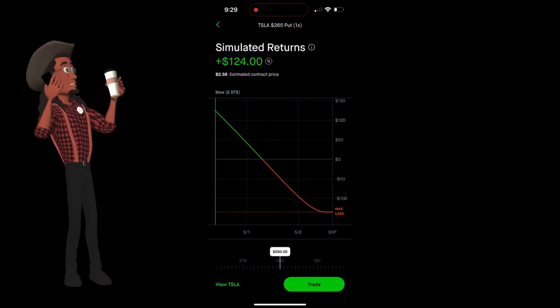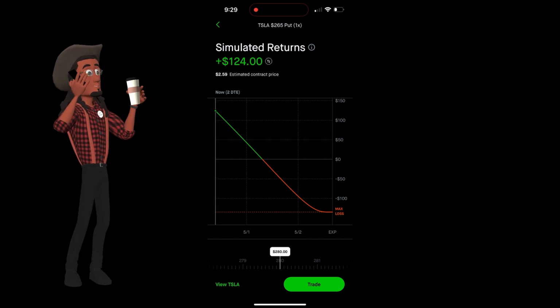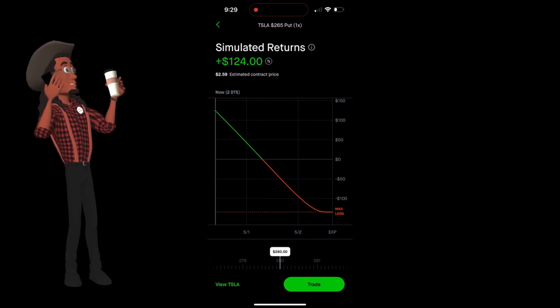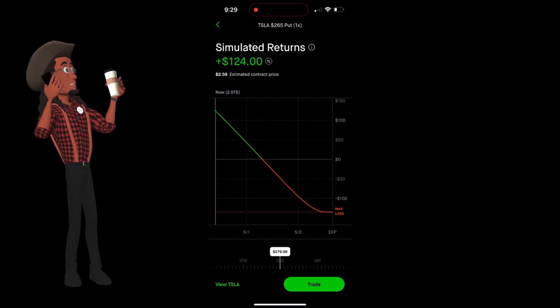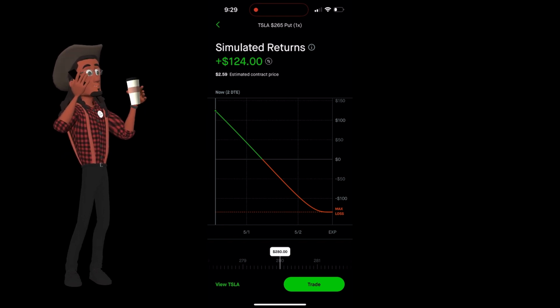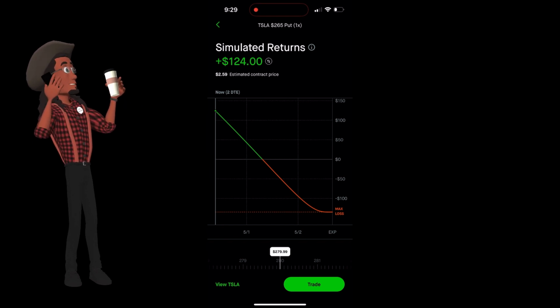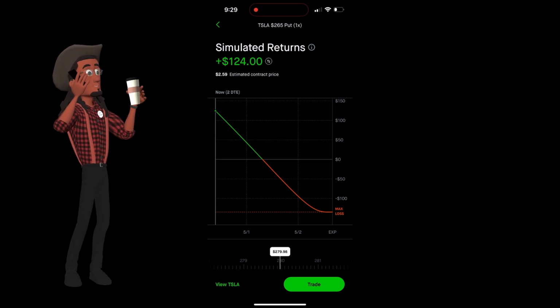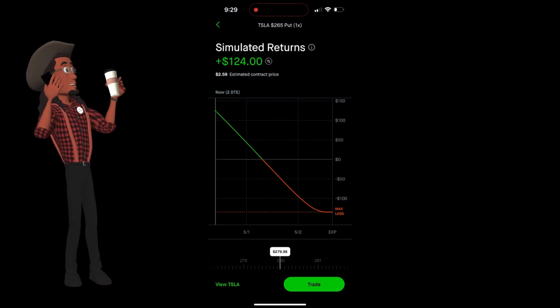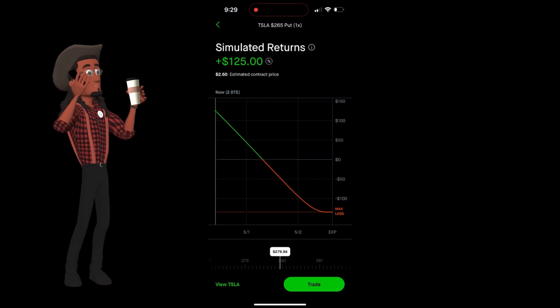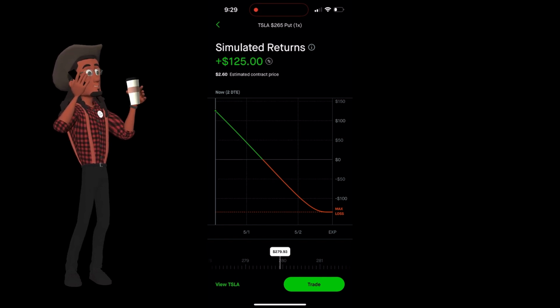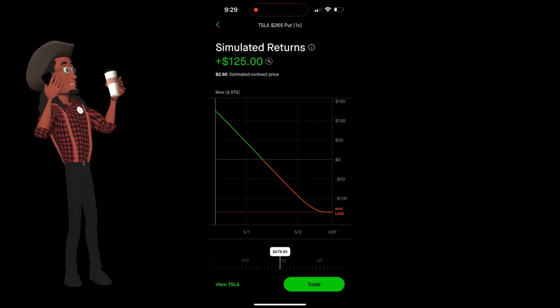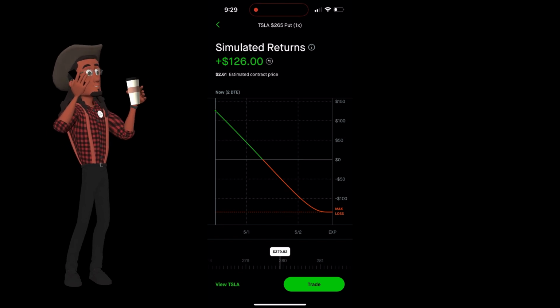Now the estimated contract price is $260, but it's an estimate for a reason. When the market opens, it could drop or it could rise up. So I want to give it a little bit of room for slippage. All right, so if it comes down to 255, I don't want to miss it. 248, I don't want to miss out because I set it at 260. So I'm gonna go ahead and keep it at 240, but then at the last minute I said, you know what, let me get some more money.